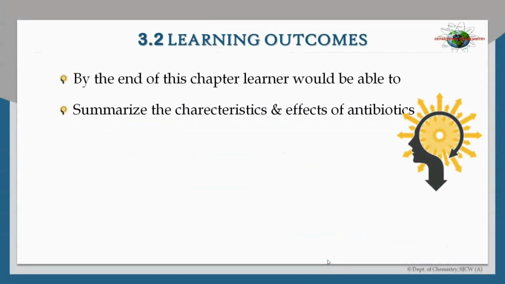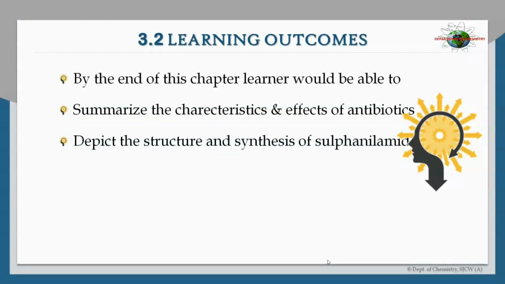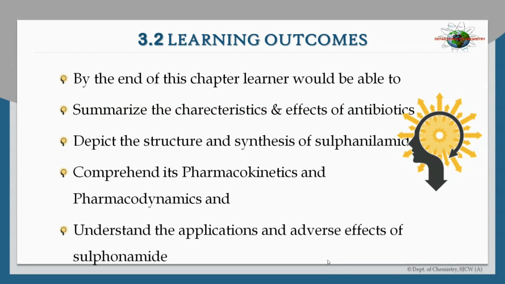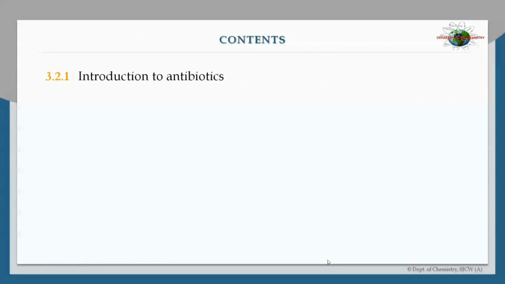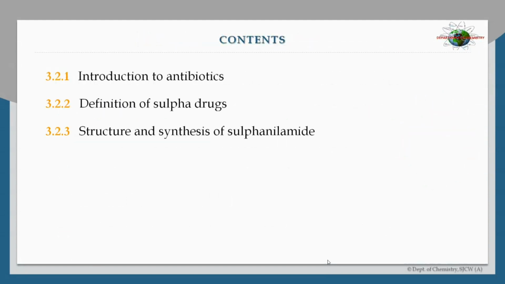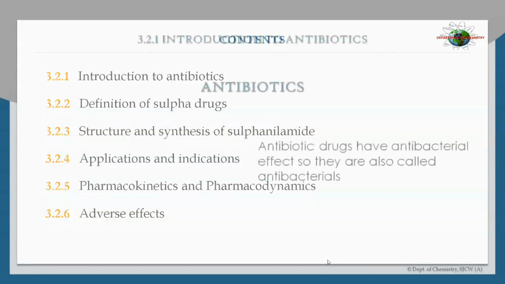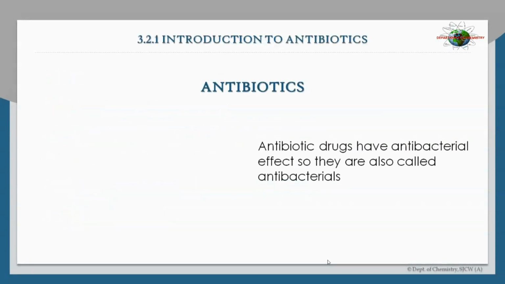By the end of this chapter, the learner would be able to summarize the characteristics and effects of antibiotics, depict the structure and synthesis of sulfanilamide, comprehend its pharmacokinetics and pharmacodynamics, and understand the applications and adverse effects of sulfonamide. So these are the contents of this chapter: introduction, definition, structure, application, synthesis, indications, pharmacokinetics, pharmacodynamics, and adverse effects.